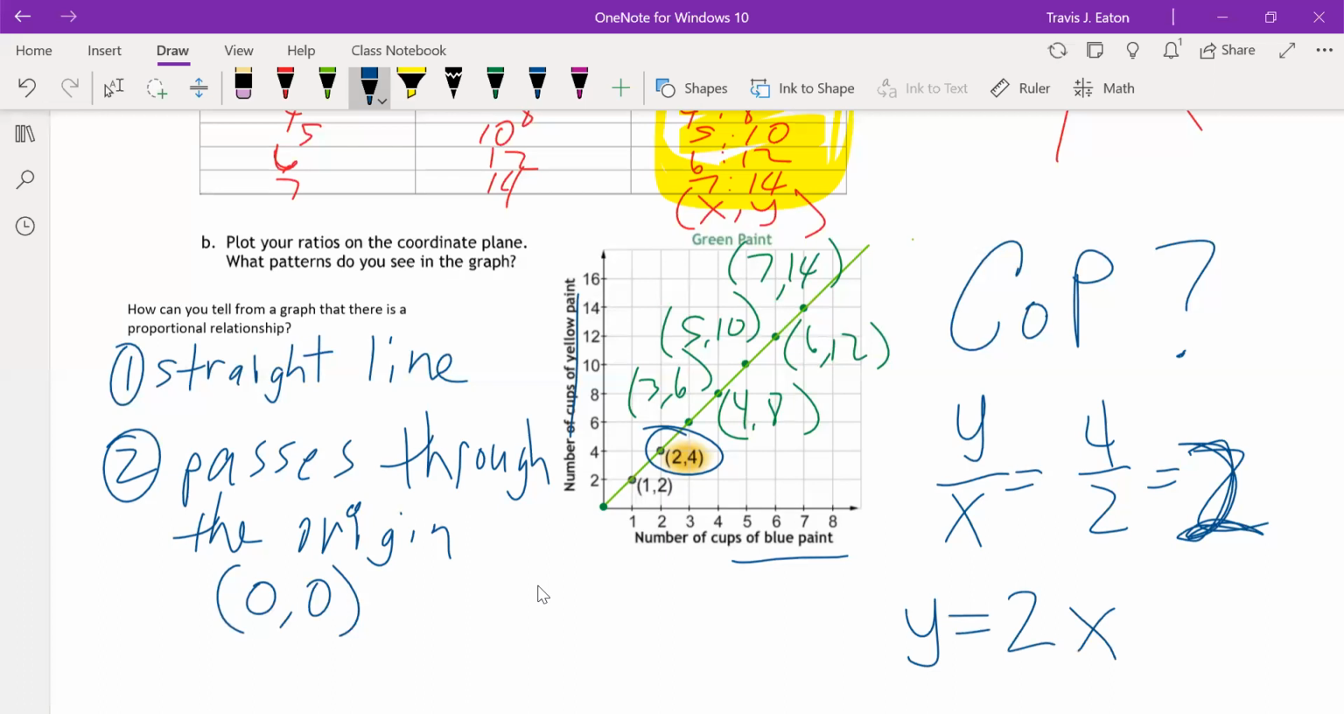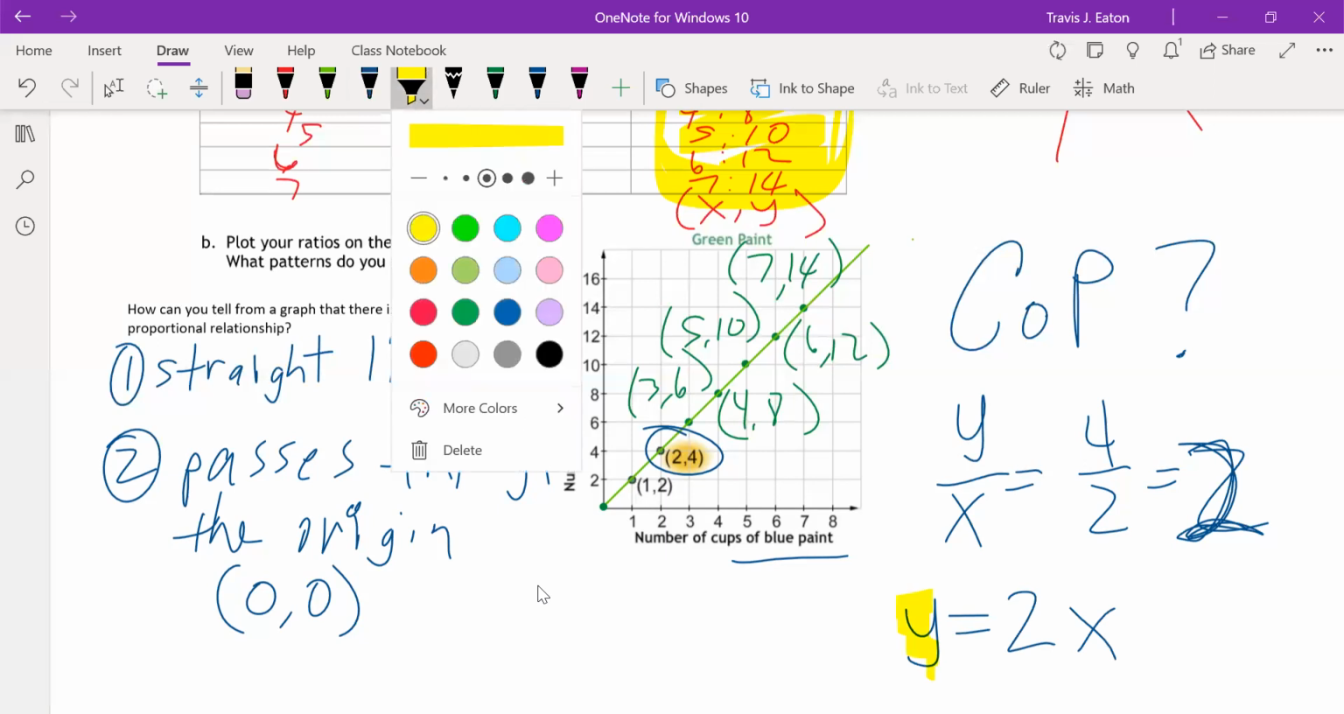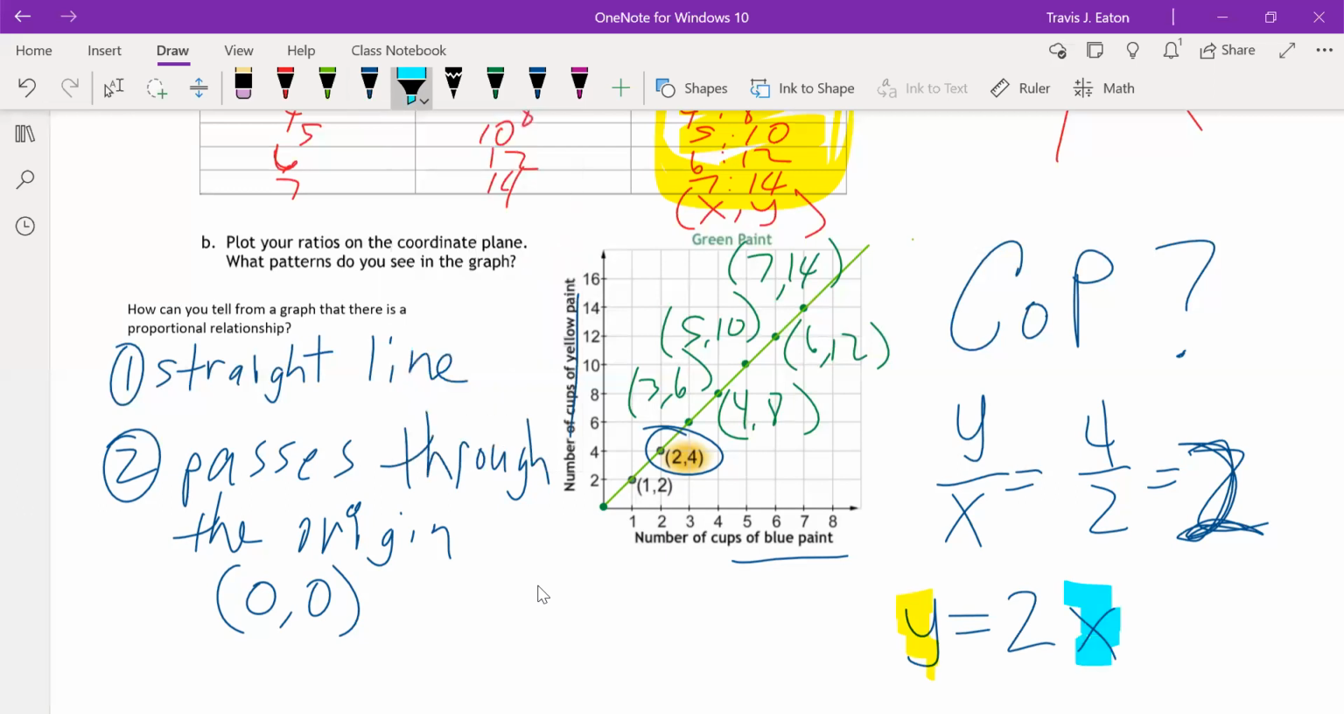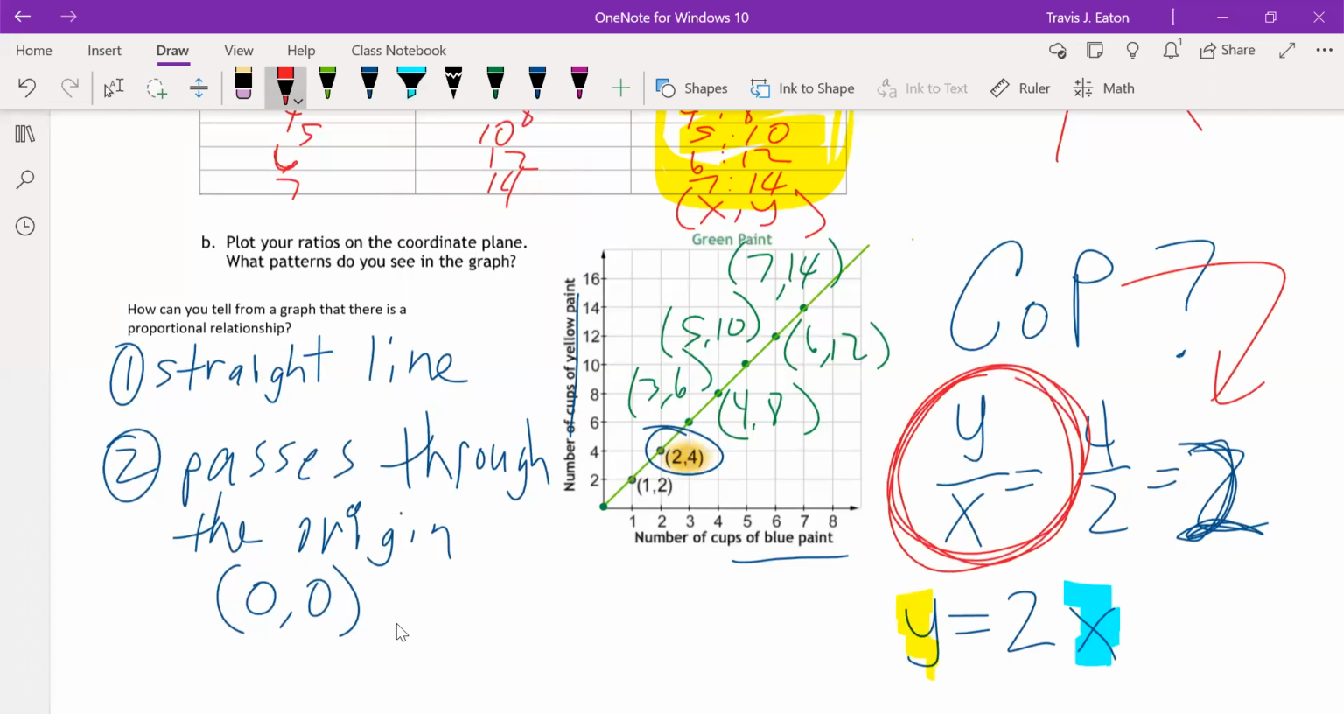Also, y would be equal to 2 times x. So no matter how many cups of blue we use here, we multiply that number by 2 to find out how many cups of yellow we have. Okay, because remember x represents blue. So our constant of proportionality is 2. And remember, we always find that by dividing our y value by our x value. Nope, sorry, I got that backwards. Sorry about that, you got me. Output divided by input, or y divided by x, will always give you the constant of proportionality.